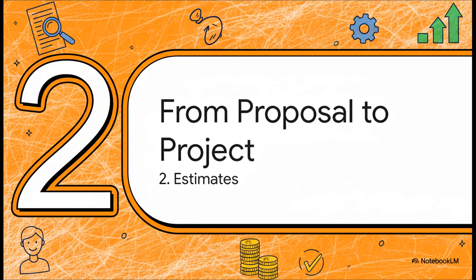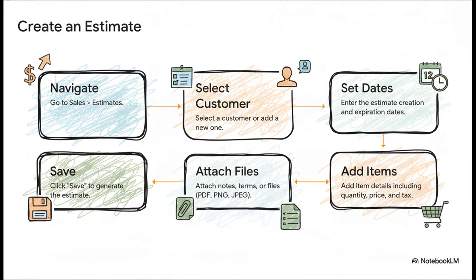Okay, so our customer is in the system, all nice and clean. Now we're ready for the fun part, creating a really professional proposal. In NuMetric, we call this an estimate, and it's where you lay out exactly what you're offering them. Making an estimate is all about being crystal clear. You just pick your customer, you set your dates, and then you add your line items one by one. This gives your client a perfect breakdown of what they're paying for.